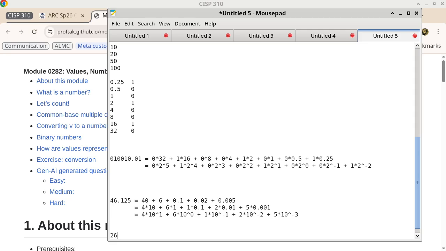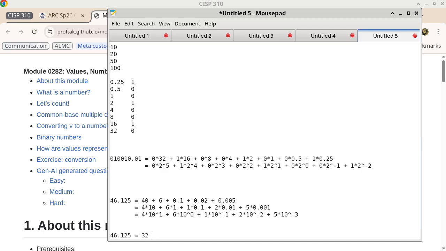All right, so we're looking at 46.125, but this time we want to use base 2 to represent it, which means we have all of these multipliers already, except for 0.125, which we already know how to get to. So now we just start with 32. Do we need a 32 for 46 and 0.125?